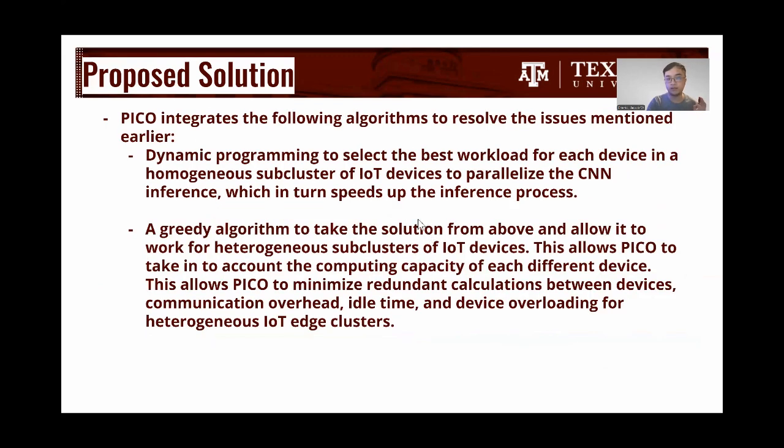Next, PICO integrates the following algorithms to resolve the issues mentioned earlier. The first is a dynamic programming algorithm. This selects the best workload for each device in a homogeneous subcluster of IoT devices to parallelize the CNN inference, which in turn speeds up the inference process. Next, you notice that I said homogeneous here, so we actually have to adapt this to a heterogeneous subcluster. This is where the greedy algorithm comes in. It allows PICO to take into account the computing capacity of each different device. This in turn allows PICO to minimize redundant calculations between devices, communication overhead, idle time, and device overloading for heterogeneous IoT edge clusters.